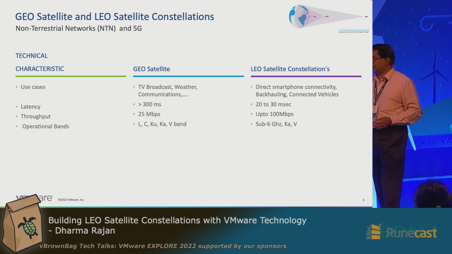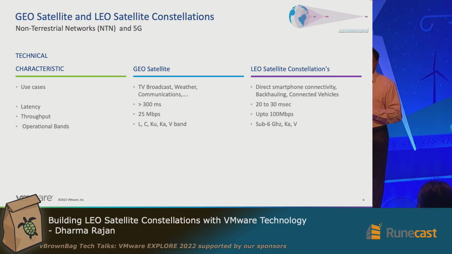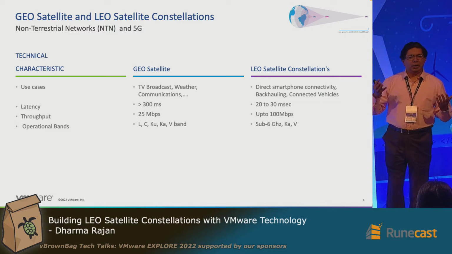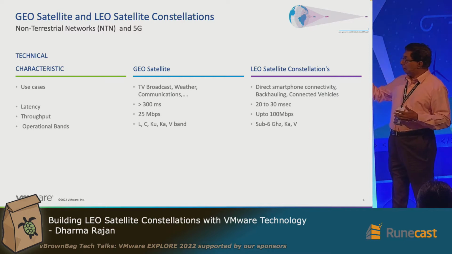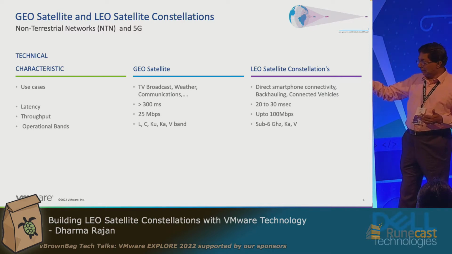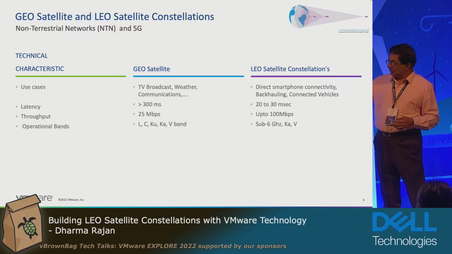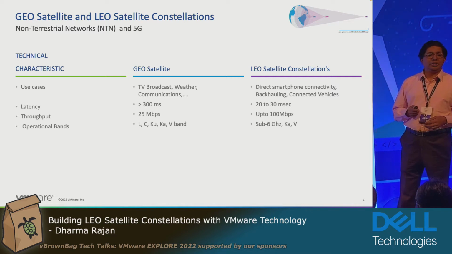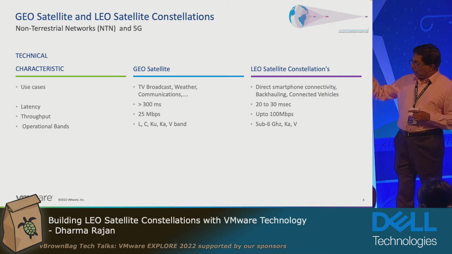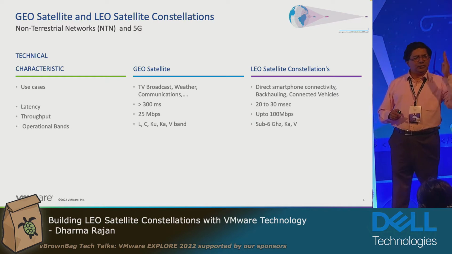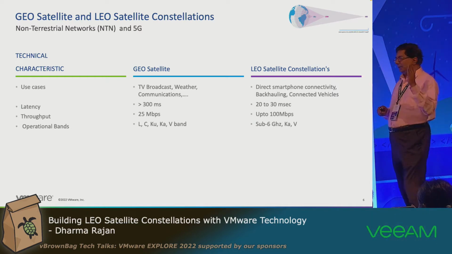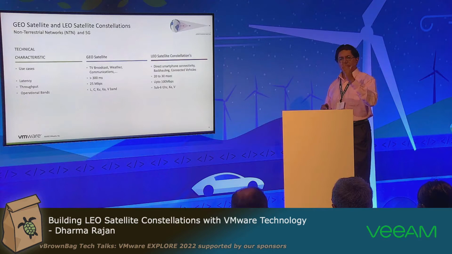That is changing. Then, from a throughput point of view, with a GEO satellite, you can get only around 25 megabits per second, but with a LEO satellite, you can go up to 100 megabits. Now, the key here comes in all the spectrum bands and where 5G comes into play. If you look into GEO satellites, we had this very constant band of L band, the C band, KU band, KA band, the V band.